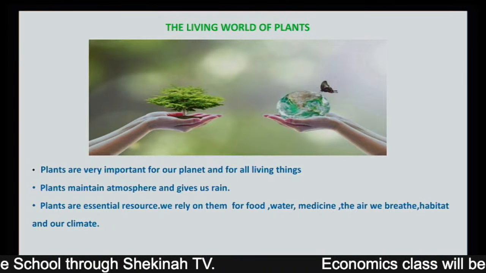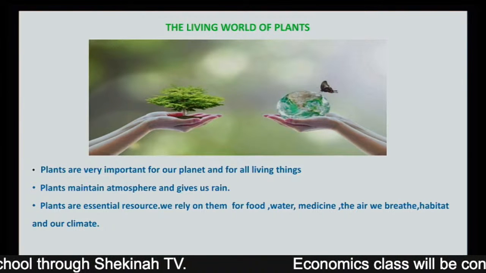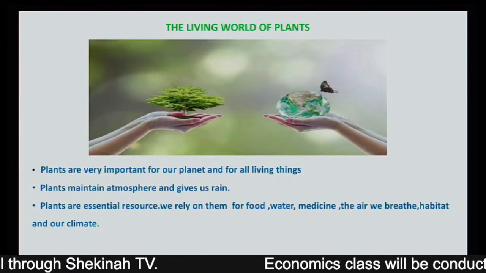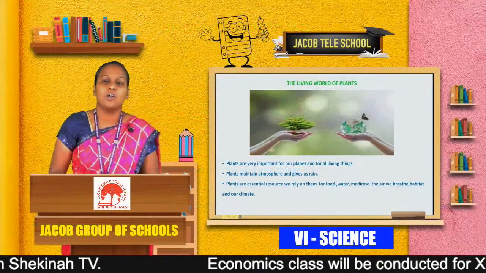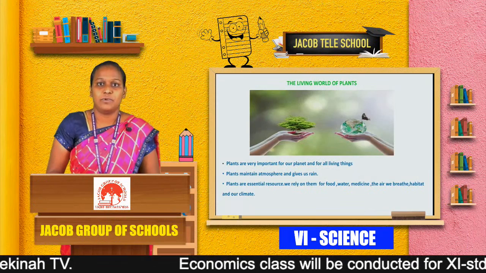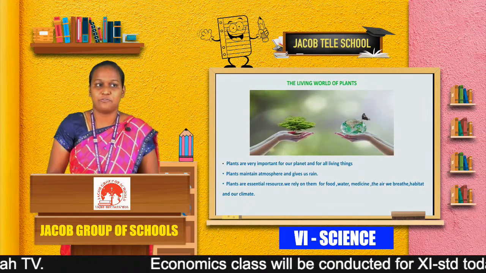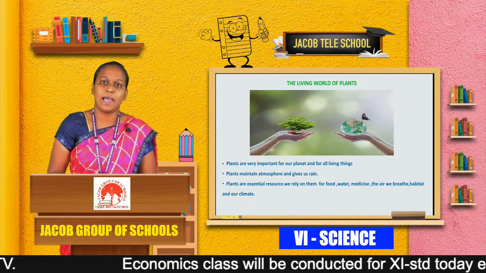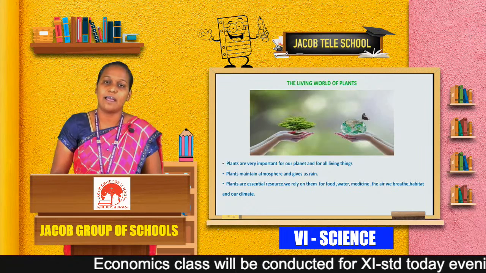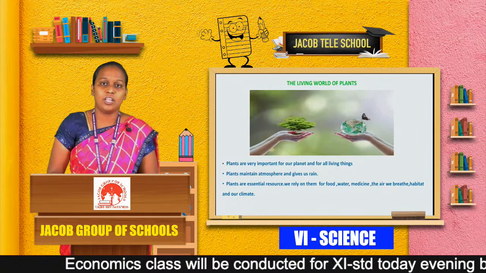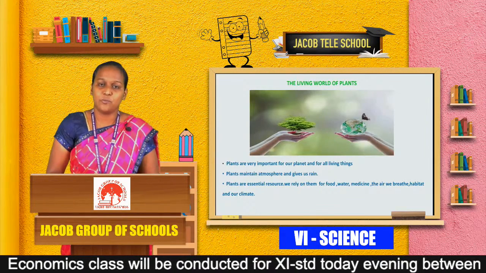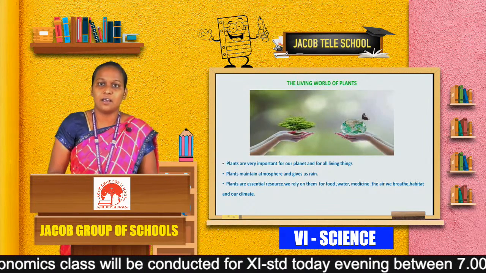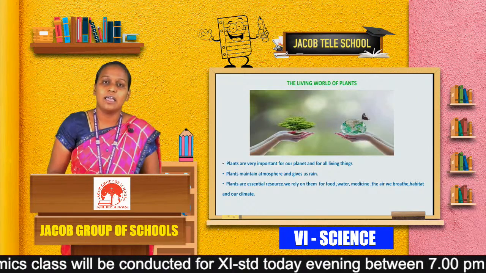First point, plants are very important for our planet and for all living things. From microorganisms to human beings, we need plants. We need plants for our survival. And second point, plants maintain the atmosphere and give us rain. What do you mean by it? How do they maintain the atmosphere? As human beings, we are exhaling carbon dioxide into the atmosphere.